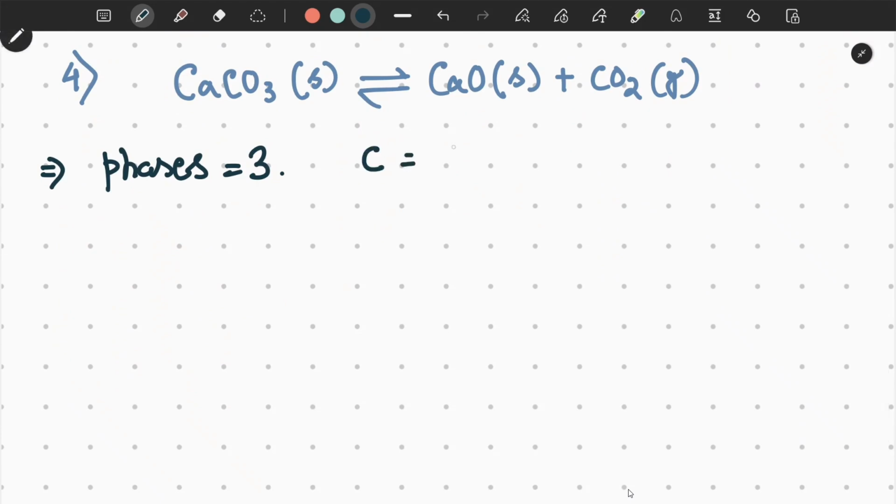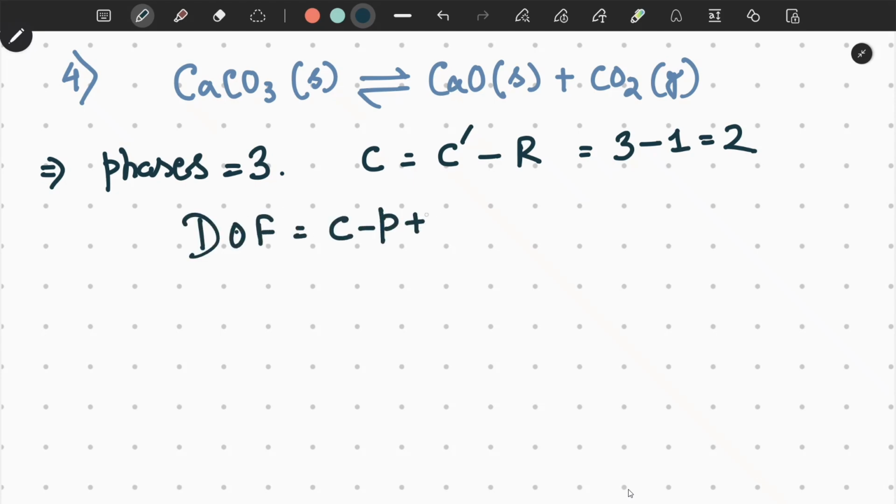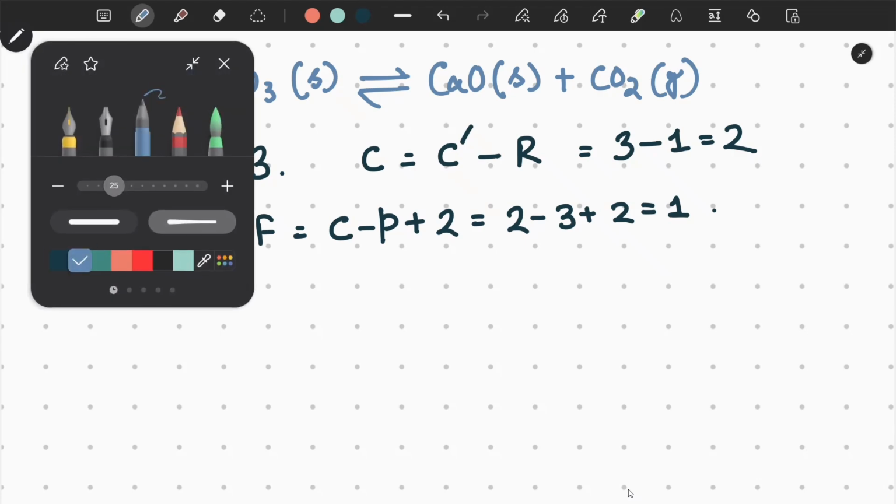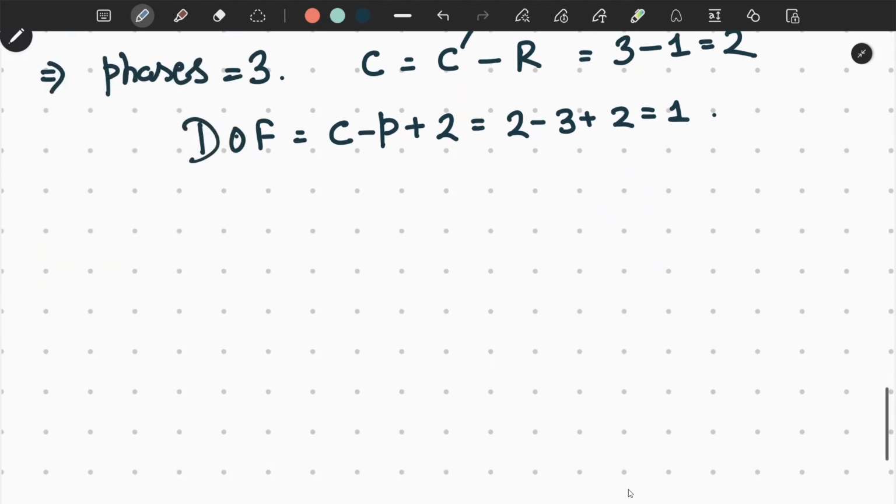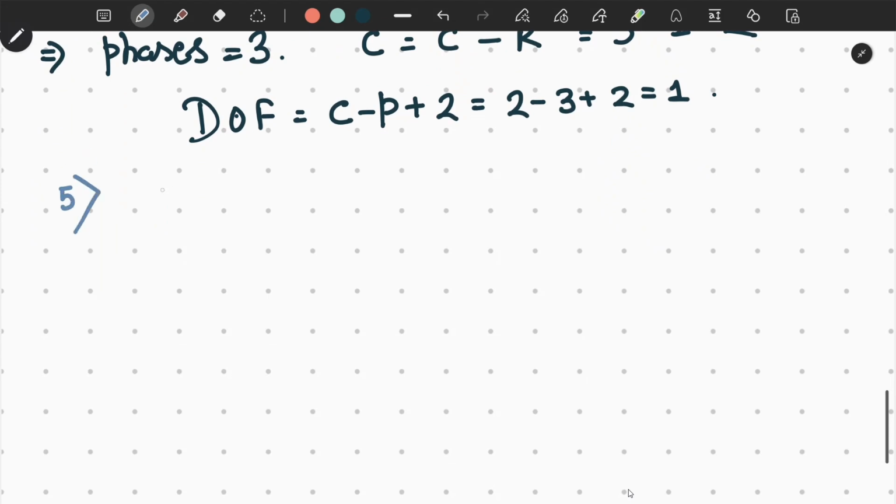C is for components; C prime is constituents, the chemical species. C is C prime minus R. So C prime is directly 3, and it is not a pseudo equilibrium, it's a pure equilibrium. So C is 2. So degrees of freedom will be 1. I think it's clear, right? Yes. Now it's very easy.